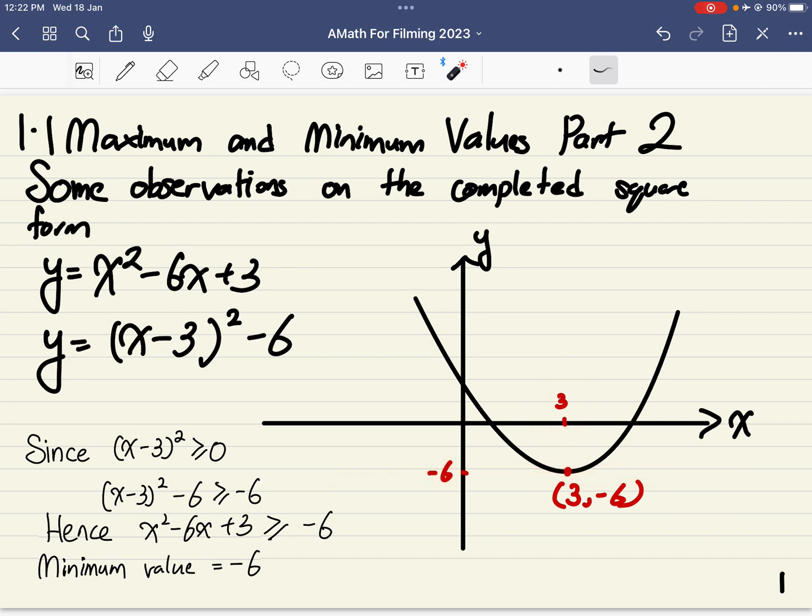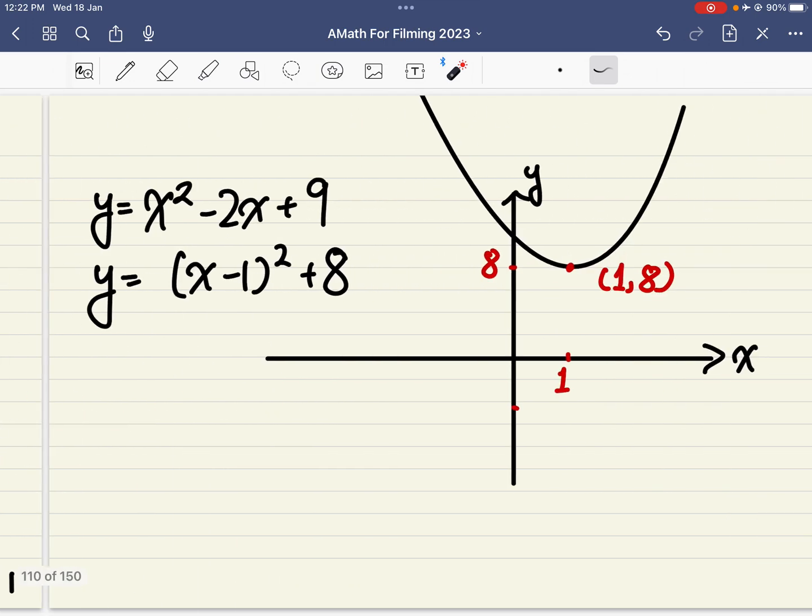How do I get this 3 value? You look from here. We have to make this x minus 3 squared equal to 0. So I will say that x minus 3 is equal to 0. My x value itself is equal to 3. So the minimum value occurs at (3, negative 6). So these are just some ideas for you to think about as we go through this chapter.